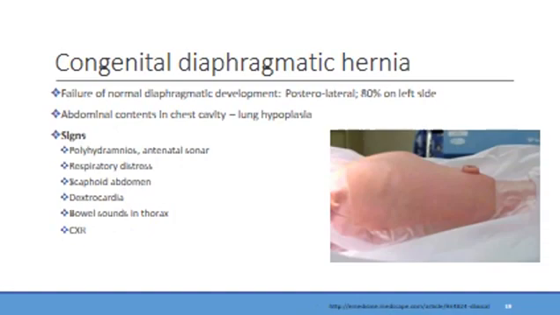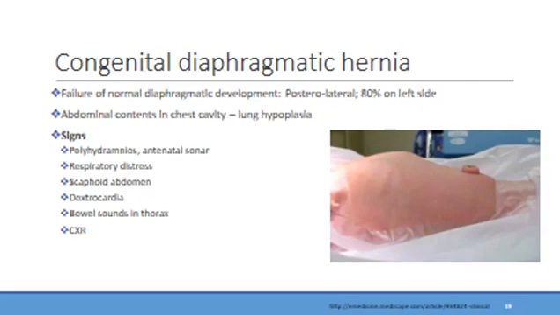Congenital diaphragmatic hernia happens due to a failure of the normal diaphragmatic development with a persistent pleuroperitoneal canal that is usually more common on the left-hand side, as on the right the liver actually makes a natural separation in this canal. The result is that abdominal contents can herniate into the chest cavity and then compress the lung with resulting lung hypoplasia.